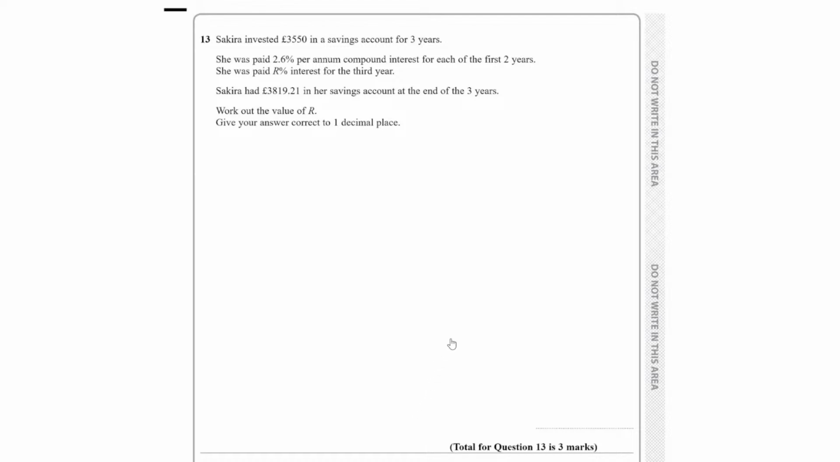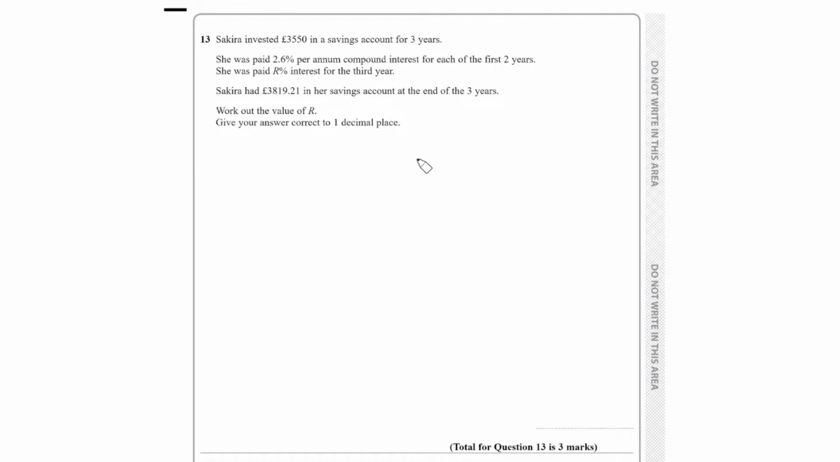Question 13, Shakira, oh no, not Shakira, Sakira invested £3,550 in a savings account for 3 years. She was paid 2.6% per annum compound interest for each of the first 2 years. She was paid R% interest for the 3rd year. Sakira had £3,819.21 in her savings account at the end of the 3 years. Work out the value of R, so obviously compound interest.